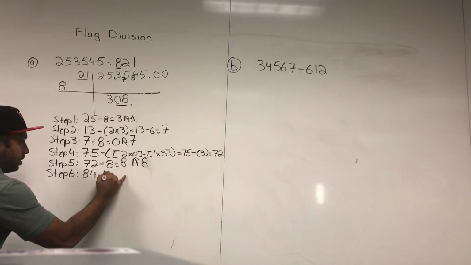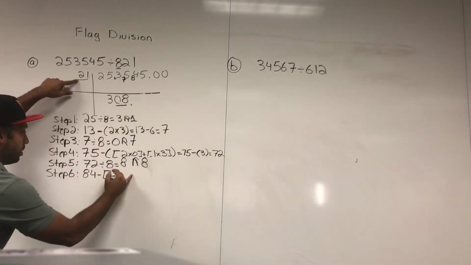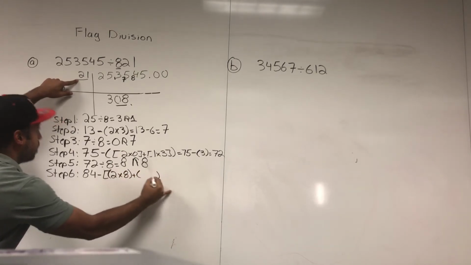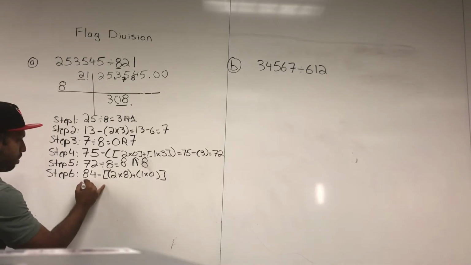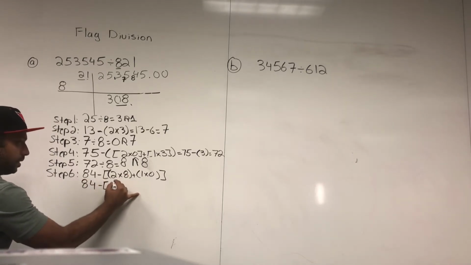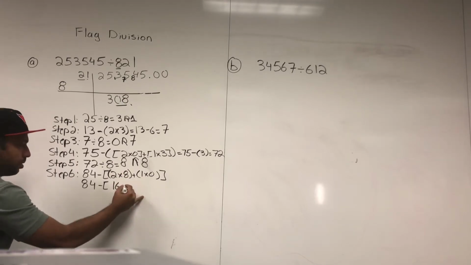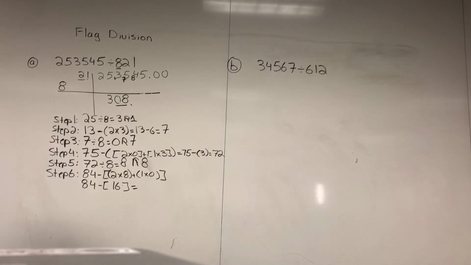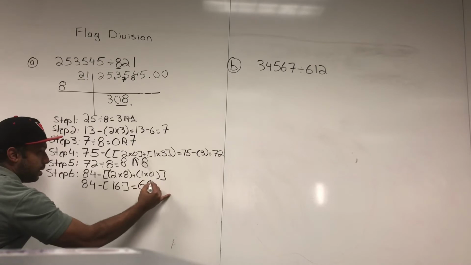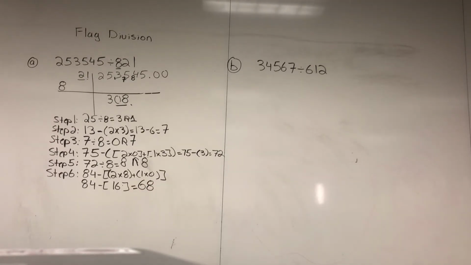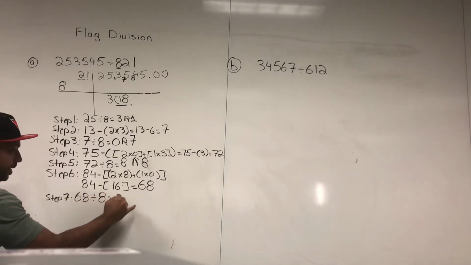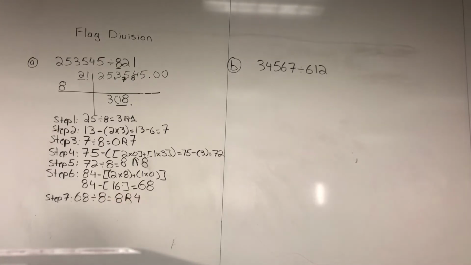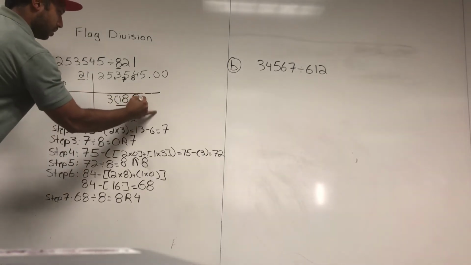84 minus 2 times 8 plus 1 times 0, which is of course just 0. So I have 84, I'm going to show my work here. 84 minus 16 plus, is this anything? No, this is 0. So it's just 84 minus 16. What does that equal? 68. So I want to think of the 68 right here. Now I'm ready to divide again. Step 7. 68 divided by 8 is 8 with a remainder of 4. So I'm going to put an 8 over here, and I'm going to put a 4 over here.